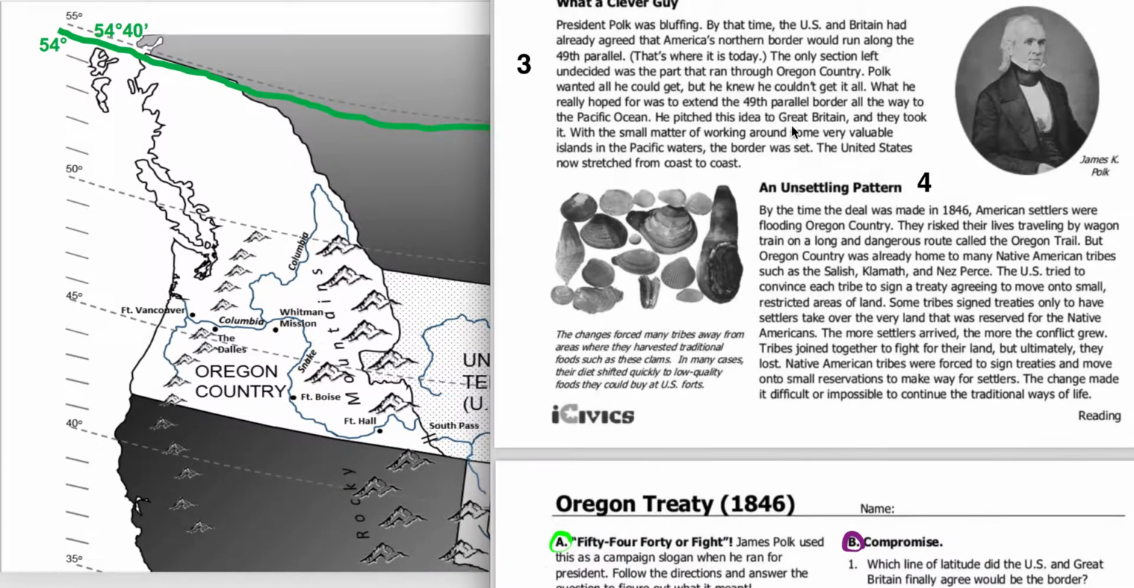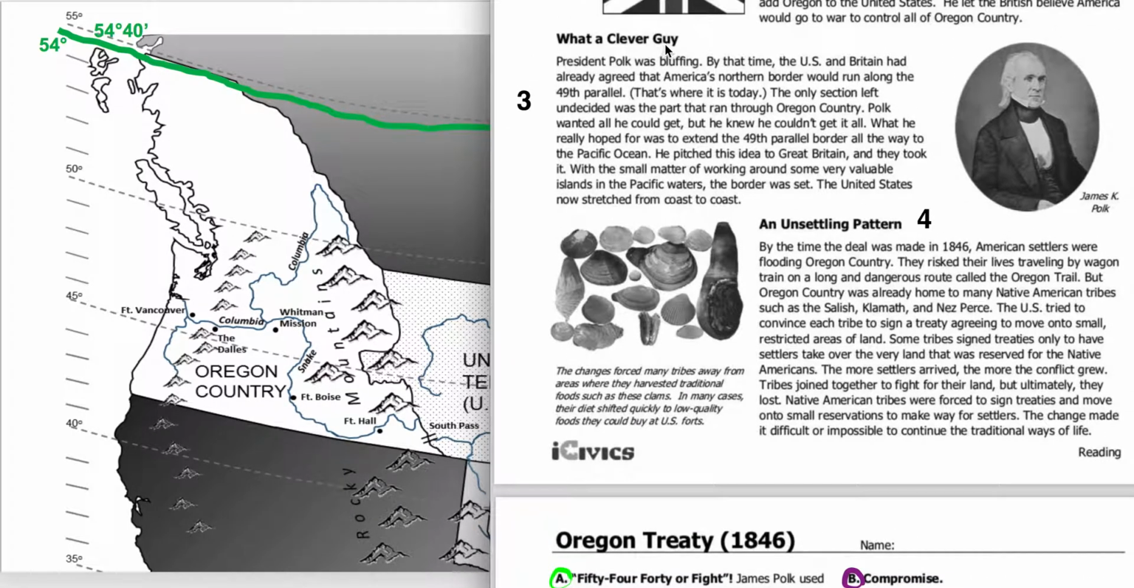Going on to B, compromise. We're now using our purple pen. Number 1, which line of latitude did the U.S. and Great Britain finally agree would be the border? So what degree line? Let's go into paragraph 3 and figure that out. What a clever guy. President Polk was bluffing. By that time, the U.S. and Britain had already agreed that America's northern border would run along the 49th parallel.